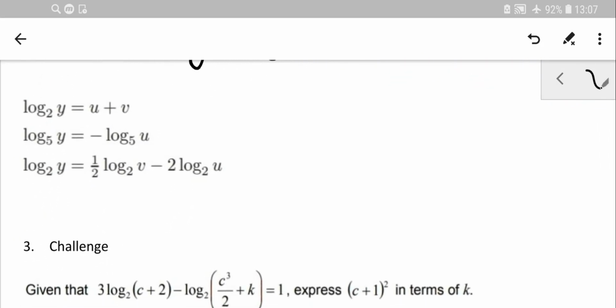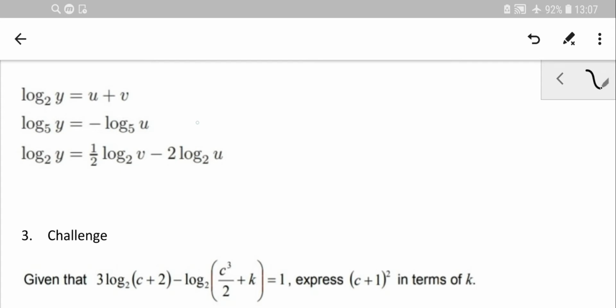All right, let's go to the next one. Log 2 of y equals u plus v. Here I can just use the definition of log. I simply take 2 raised to the power u plus v, and that's how I get y immediately. So we get y equals 2 to the power u plus v. That's immediately the answer. Next, I'll get log 5 of y equals negative log 5. I'll take the negative 1, because here we actually have negative 1. So I can rewrite like this.